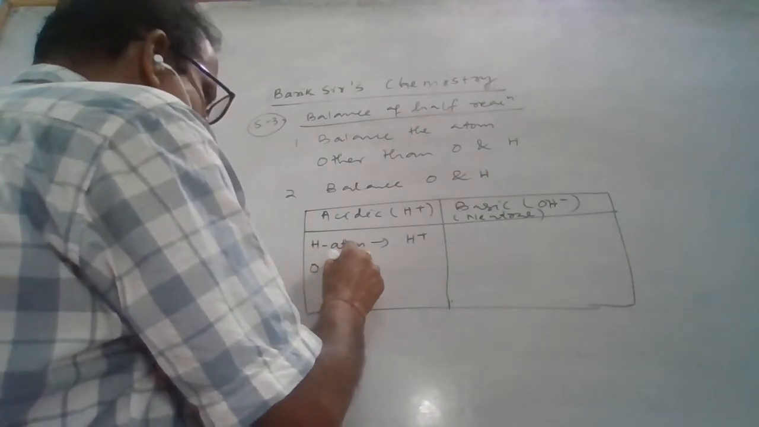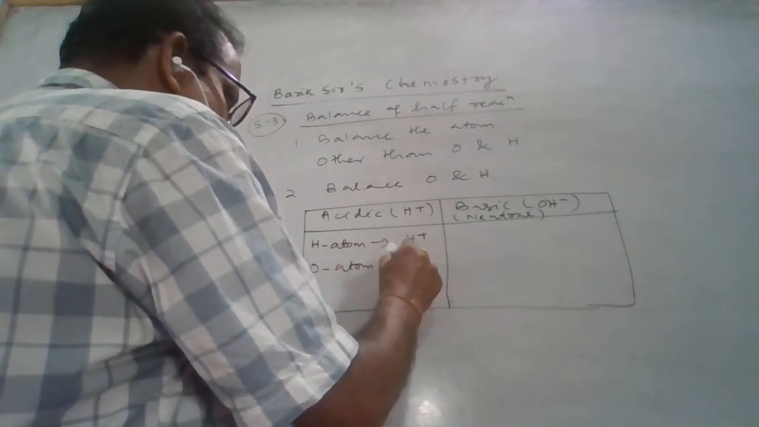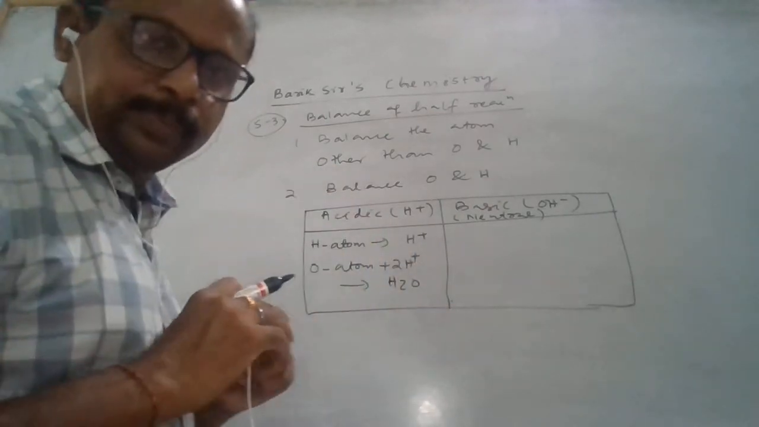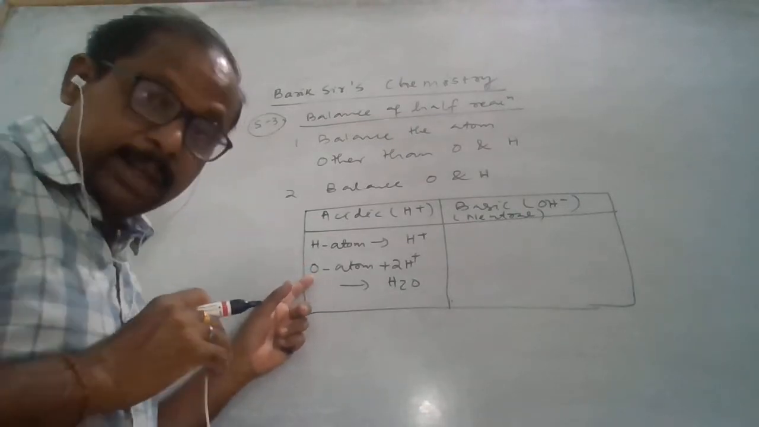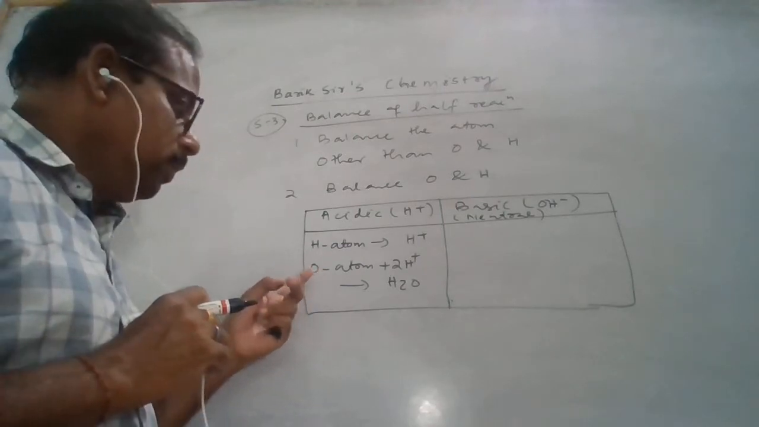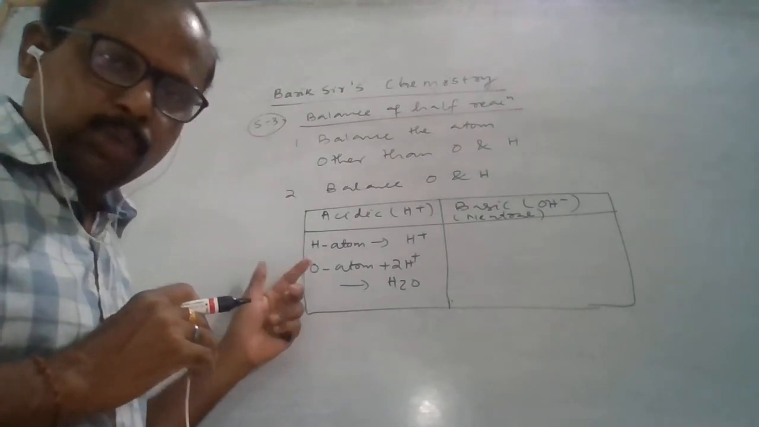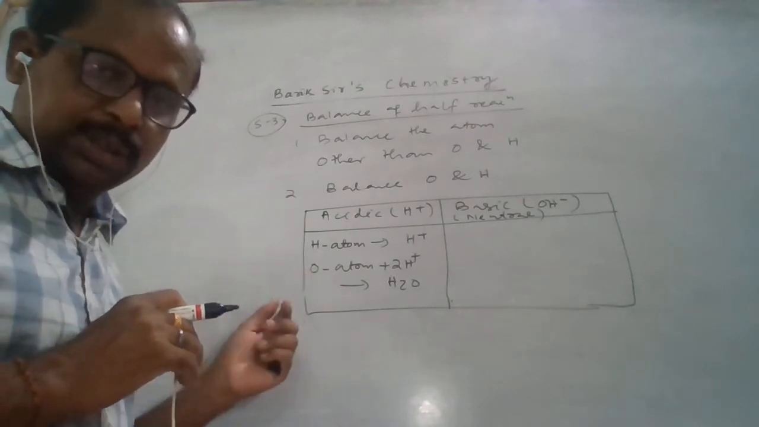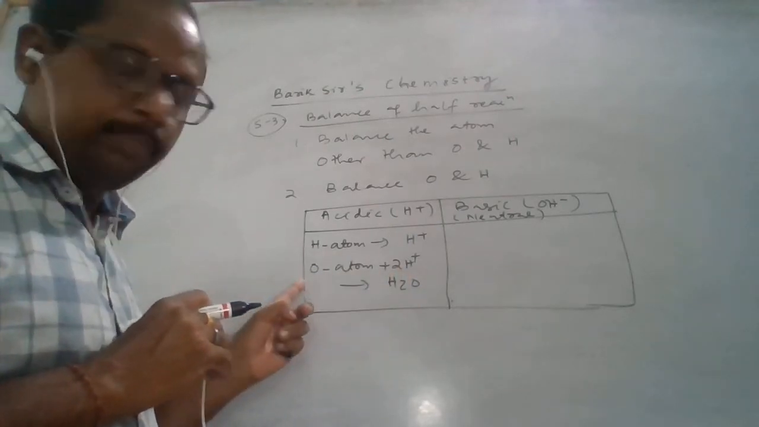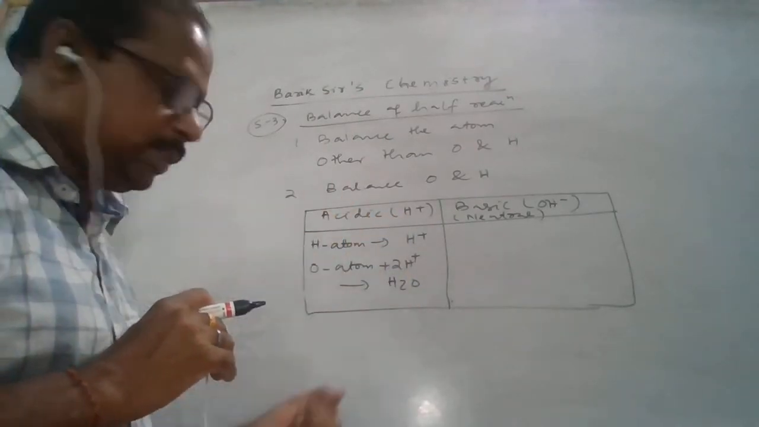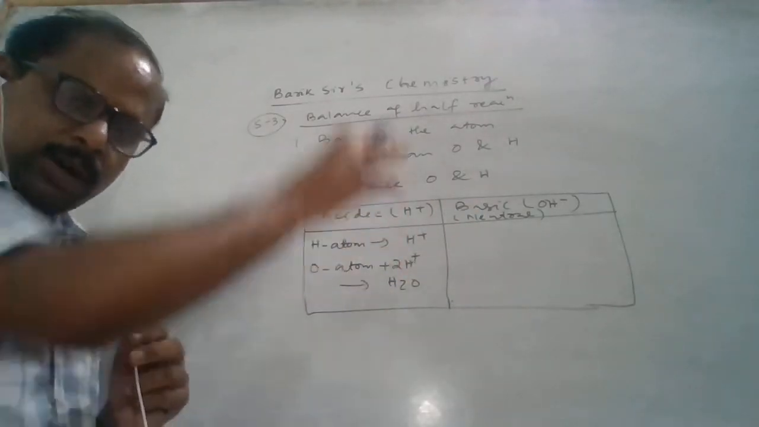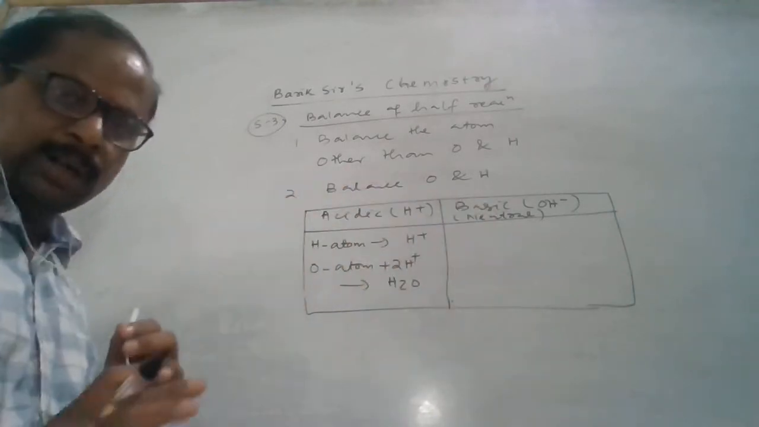Similarly, to balance oxygen atom, you have to add 2H plus ion to the same side and 1H2O to the other side. If the left side or right side is having more oxygen atoms, 5 more, 3 more, 4 more, accordingly for one oxygen atom, 2H plus ion is to be added, because the medium is acidic, we have only H plus excess, and H2O is to be added to the other side. It is very important, these steps. Other things are not important. This step is very important.